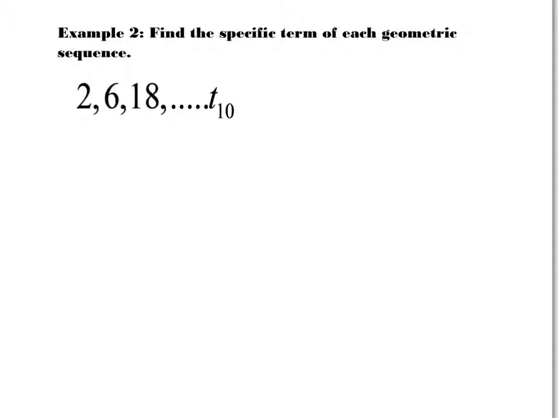Okay, same question, just a little bit different format. It says find the specific term of the sequence. So it gives us the first couple, and then says find T10. So just like before, we're still finding the 10th term.